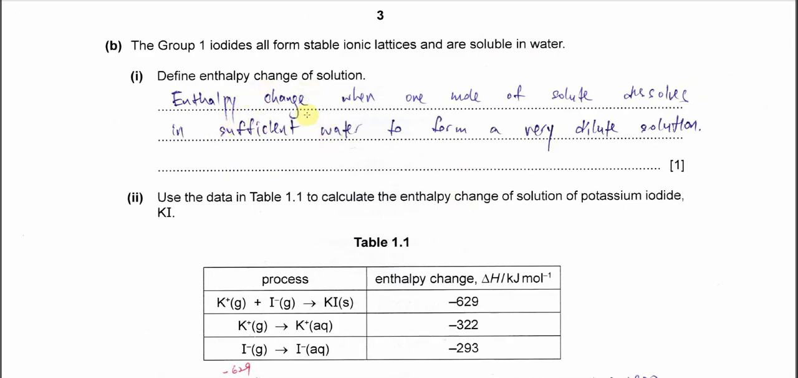So you must write 1 mole of solute dissolved. The second thing is it must be a sufficient amount of water. We need to make sure the water amount is enough and able to dissolve all the solute, so that all the 1 mole of solute dissolves well. That's why we need to use a sufficient amount of water. After that, of course, it will form a very dilute solution.